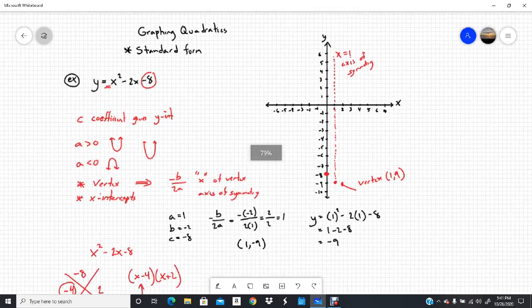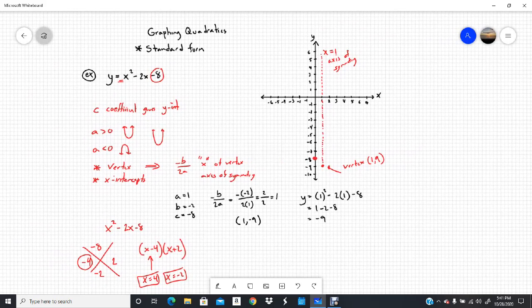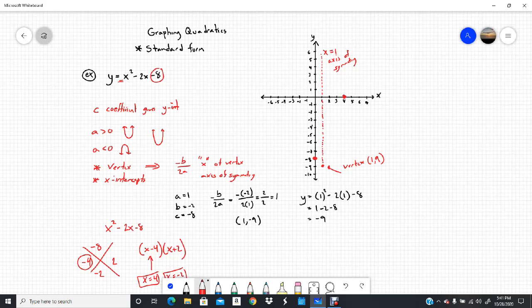So we go back to the graph, and we're going to plot x equals 4 and x equals negative 2. We plot those. So we have 4 points now. We have the vertex, we have the y-intercept, and we have the x-intercepts. Then you make the curve and you indicate your arrows, indicating that they are going in those directions. So this is how we graph the quadratic.